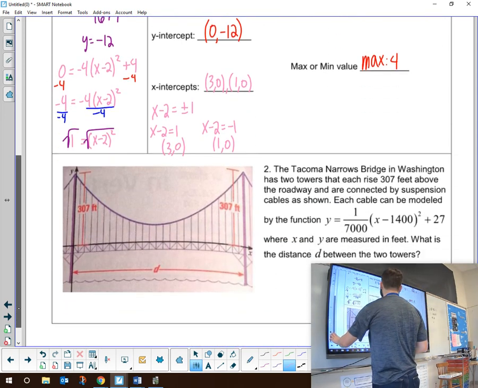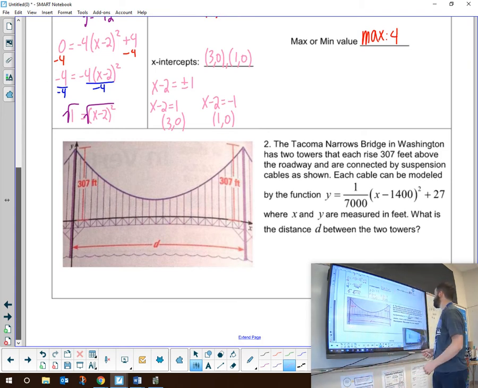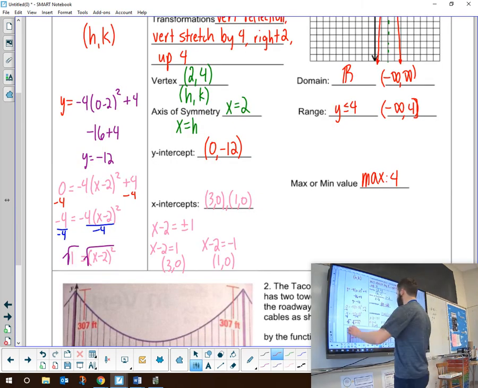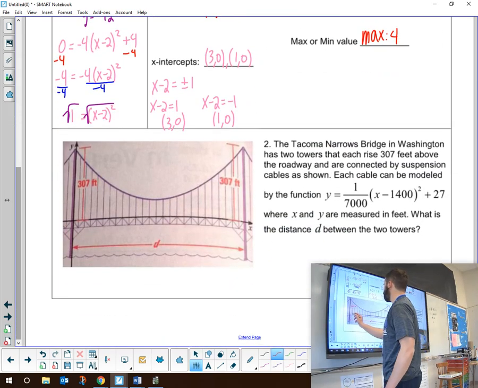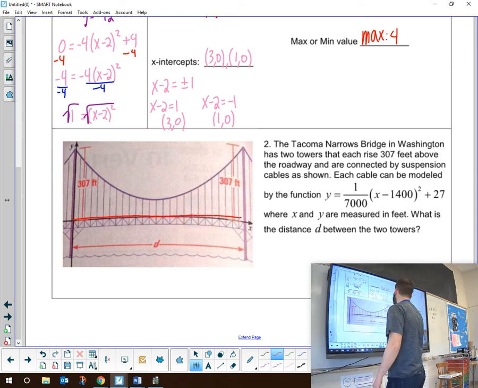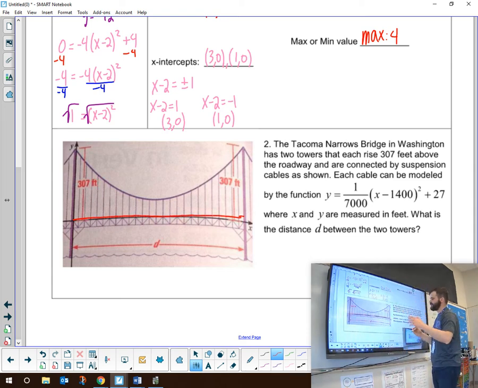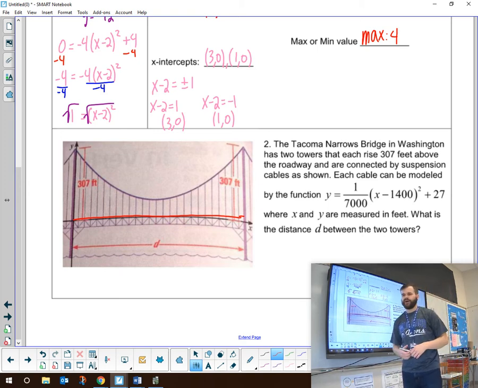All right? Okay, let's take a look at this problem really quickly. The Tacoma Narrows Bridge in Washington has two towers that each rise 307 feet above the roadway and are connected by suspension cables as shown. Each cable can be modeled by this function, where x and y are measured in feet. What is the distance d between the two towers? All right, so we have these two towers here, and we're looking for the distance between the two. Now, this whole 307 feet is kind of there to throw you off. What we're really looking for is the distance between the two, right?